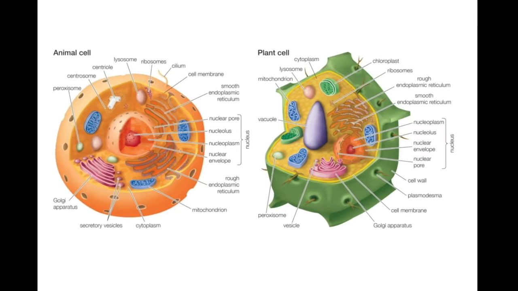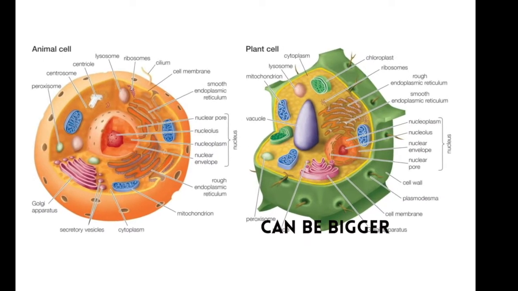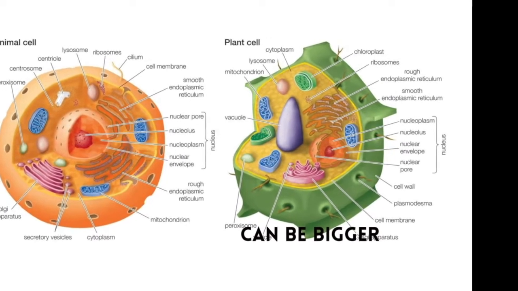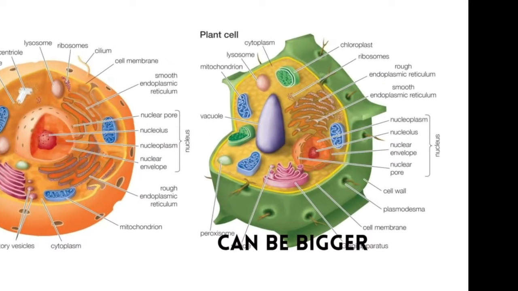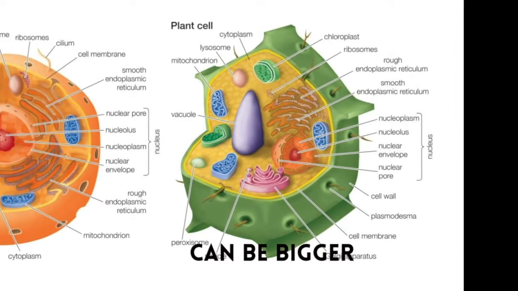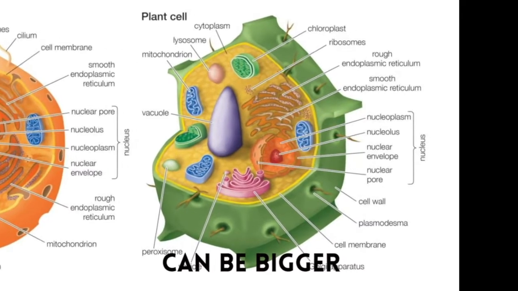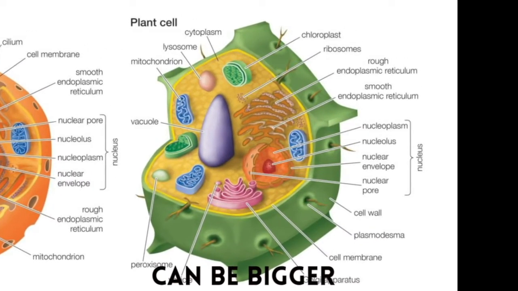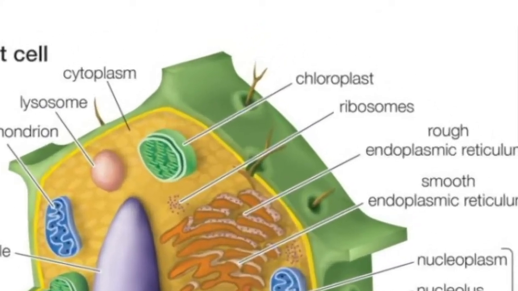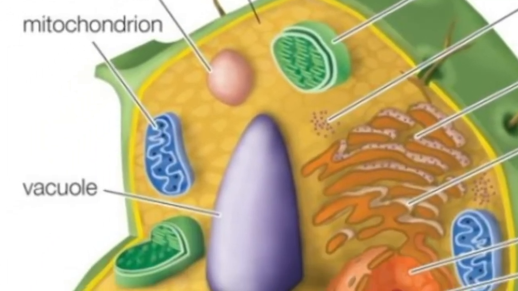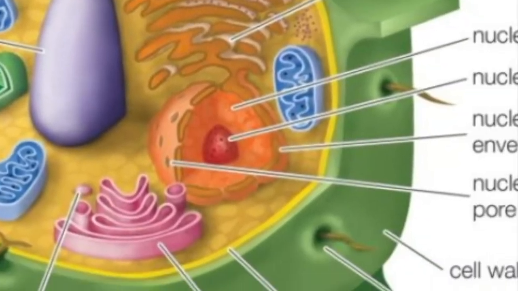One difference is that plant cells can be bigger than animal cells. The normal range for an animal cell varies from 10 to 30 micrometers, while that of a plant cell stretches from 10 to 100 micrometers. There are three additional structures in a plant cell, and they are chloroplasts, vacuoles, and cell walls.